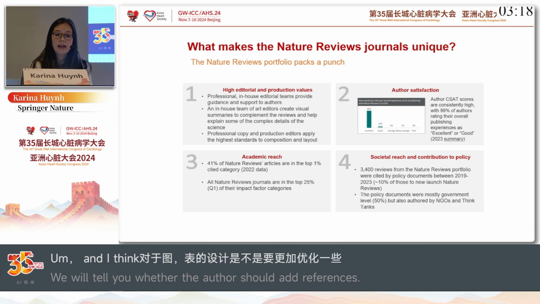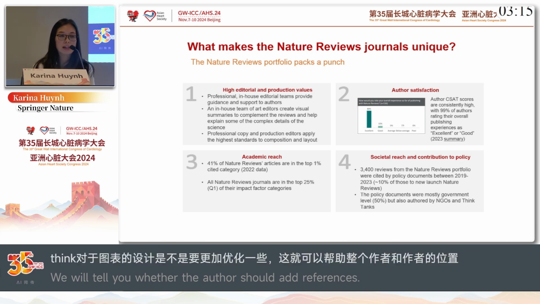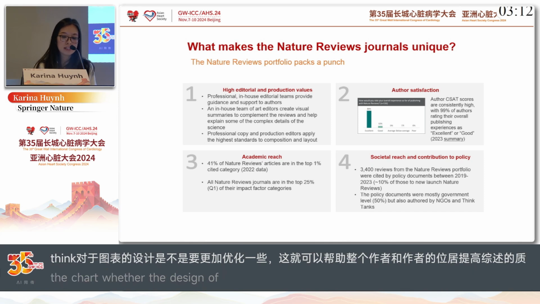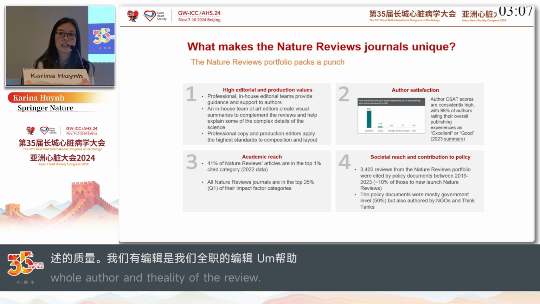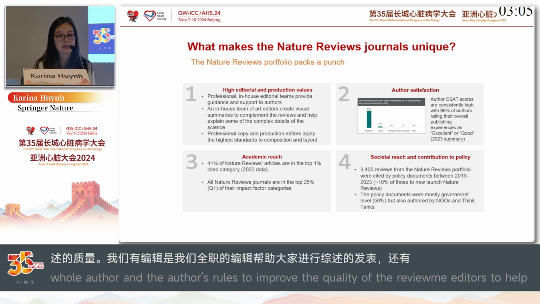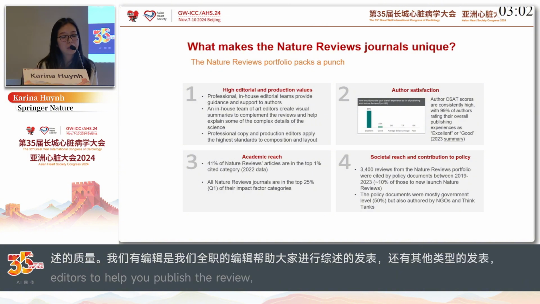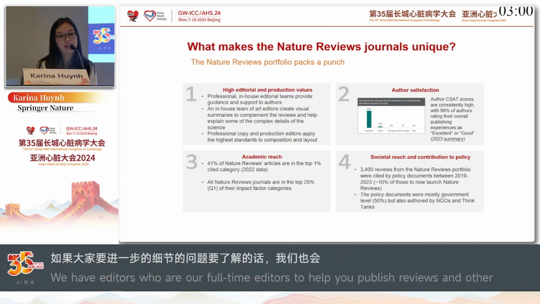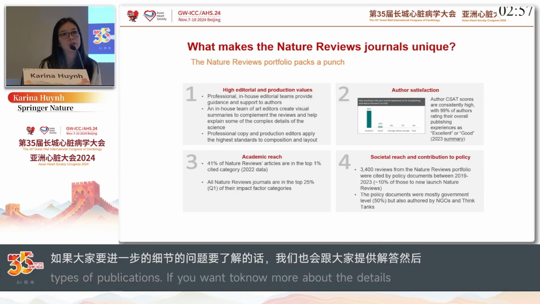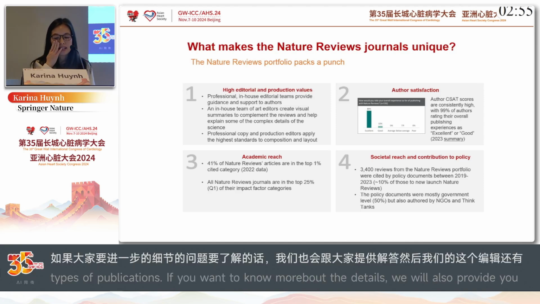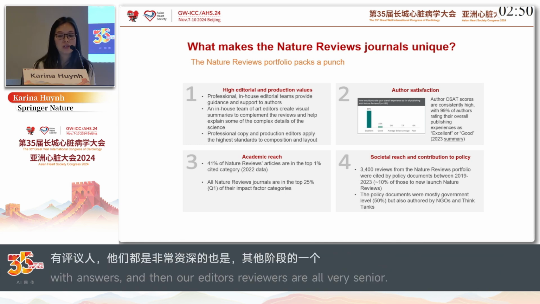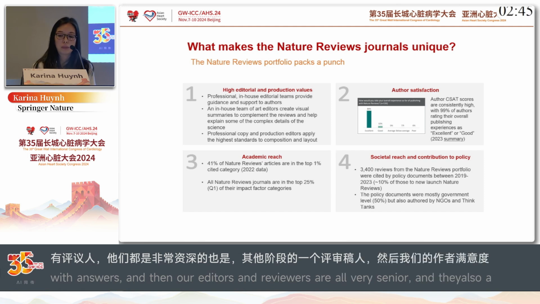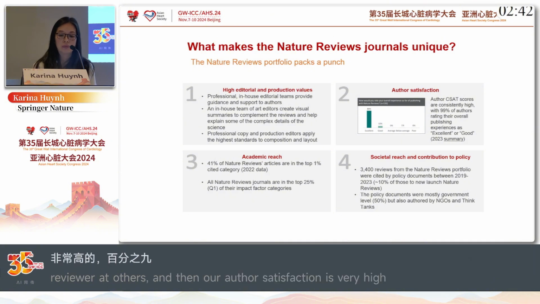Again, we have an in-house team of art editors that help to create these visual summaries that really complement the review. They're really important in helping to explain some of the more complex details of the science. We also have professional copy and production editors, and they apply high standards to the composition and layout of the final article. Secondly, we've conducted many author satisfaction surveys, and they've shown consistently high scores, with 99% of authors rating their overall publishing experience as excellent or good.